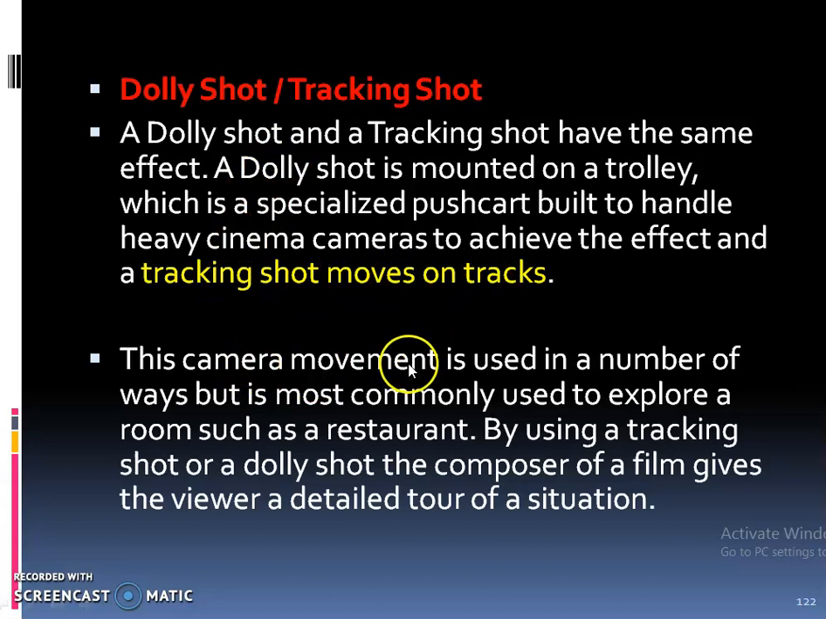Both these dolly and tracking shot movements are used in a number of ways, but are most commonly used to explore a room such as a restaurant. By using a tracking shot or a dolly shot, the composer of a film gives the viewer a detailed tour of a situation.